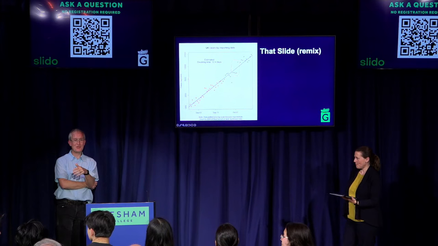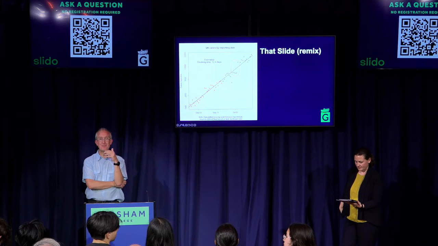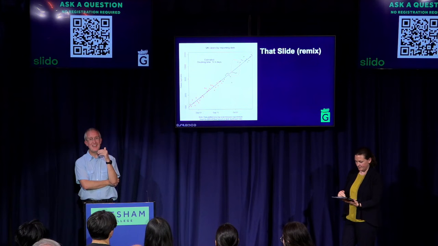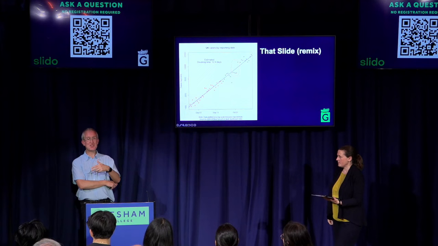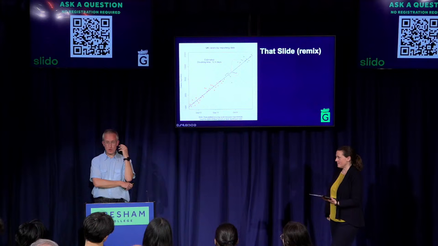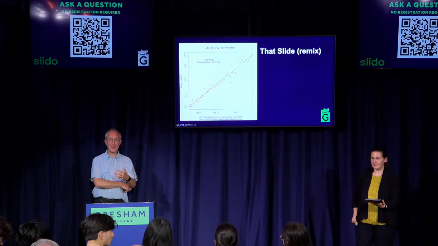The reason, or a reason, that the natural logarithm is natural is to do with the slope. If you take e to the x, where e is this magic number, 2.71 whatever it is, that's the thing whose slope is equal to itself. You take the derivative of that, and the slope is the same as the function itself.